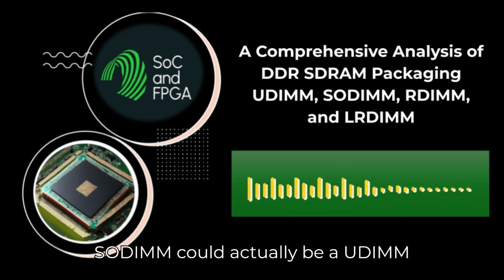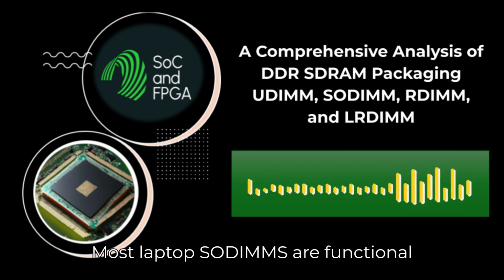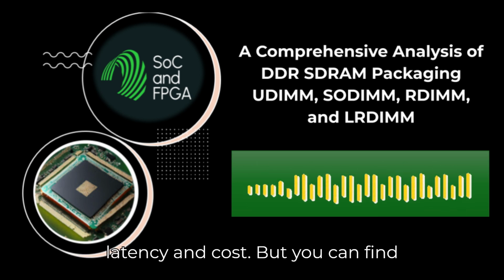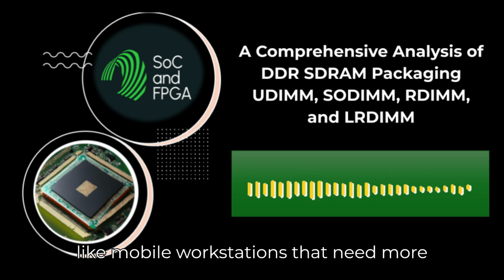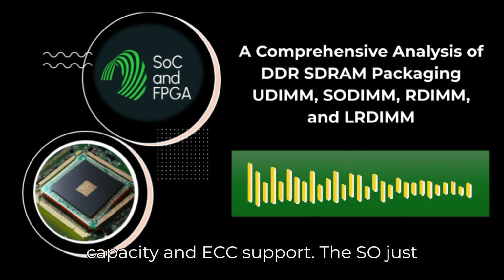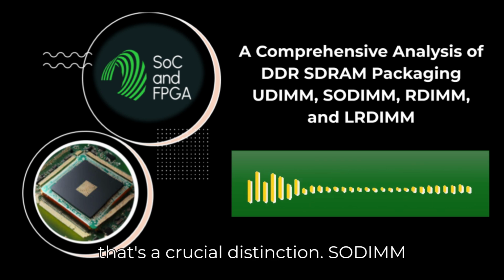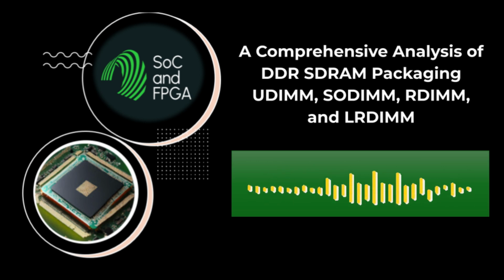So SODIMM could actually be a UDIMM internally, or even an RDIMM. Exactly. Most laptop SODIMMs are functional UDIMMs because they prioritize that low latency and cost. But you can find SODIMMs that are RDIMMs, typically for mobile workstations that need more capacity and ECC support. The SO just tells you it's the small version. Okay, that's a crucial distinction. SODIMM equals size. UDIMM, RDIMM, LRDIMM, function, buffering. You got it.